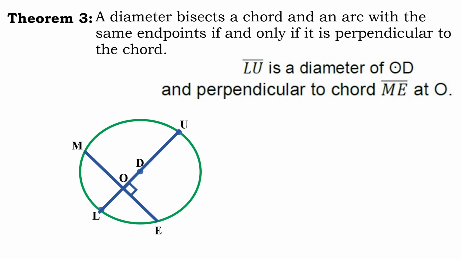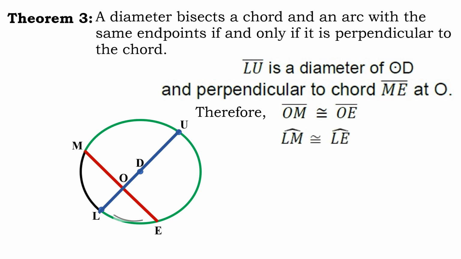Since the diameter is perpendicular to the chord ME at O, we can say that line segment OM is congruent to line segment OE. Also, arc LM is congruent to arc LE. So another arc, we have here arc UM is congruent to arc UE. Now, theorems 1, 2, and 3 are theorems about central angles, arcs, and chords. Now, we will deal with some theorems involving inscribed angles and intercepted arcs.